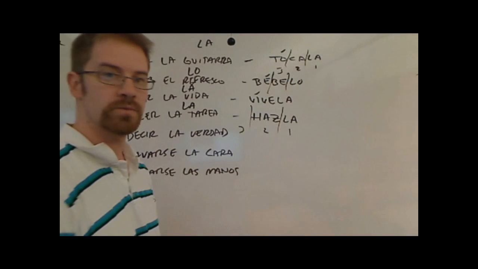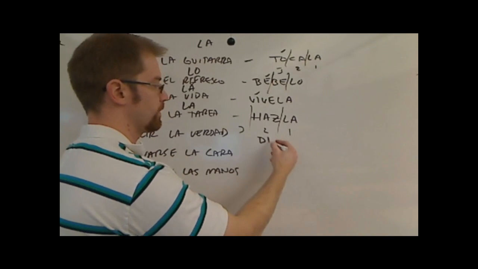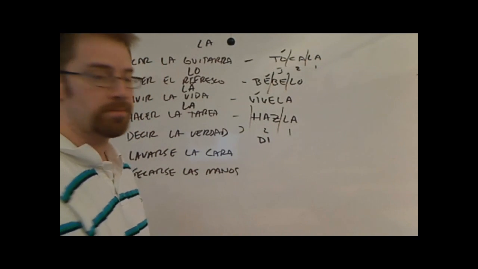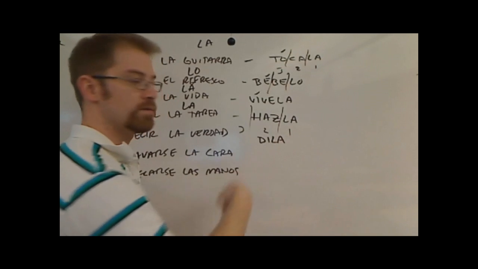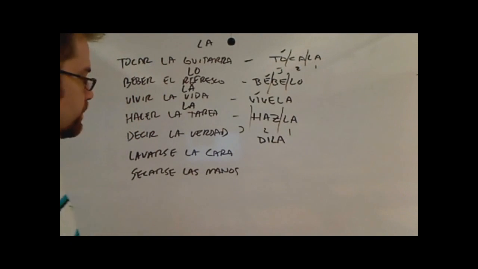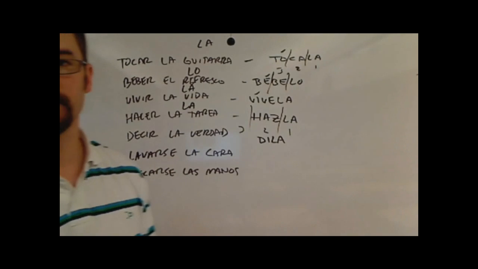Decir la verdad. Decir is also one of the irregular ones. It goes to di. La verdad can change to la. So I'd have dila. Say it. Lavarse la cara. Now, just a little bit more complicated.